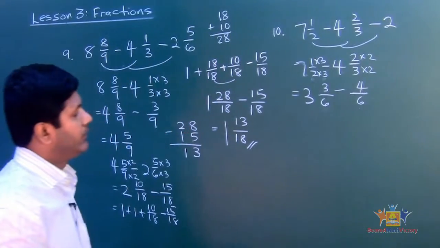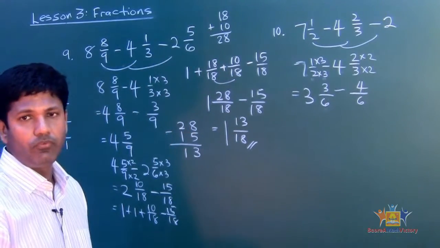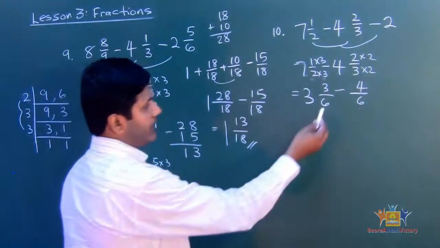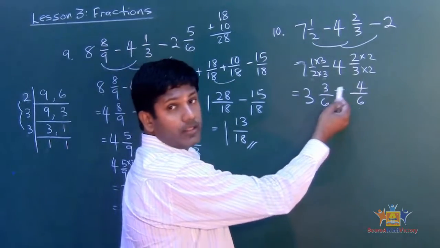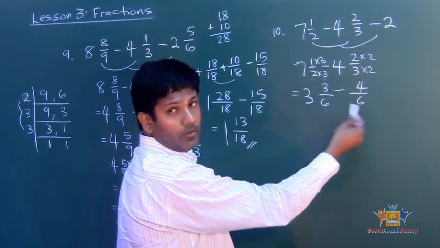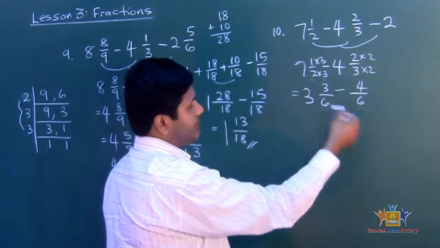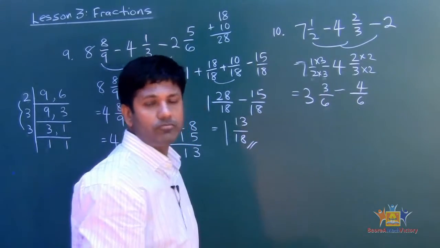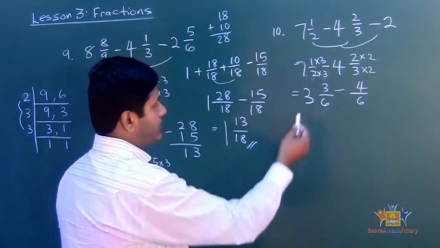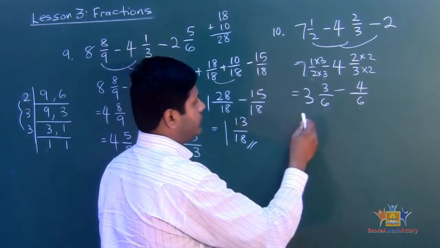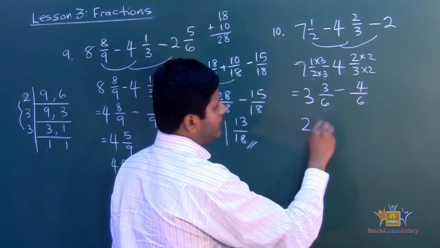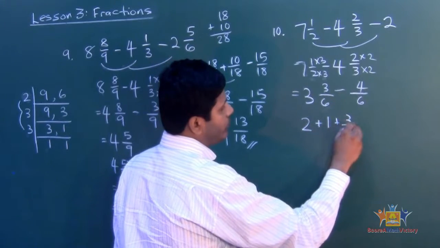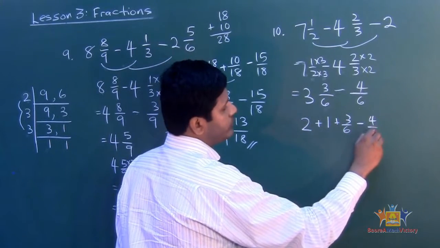Okay, now look at that. 3 minus 4. I can't. I cannot, because 3 is smaller than 4. Because the denominators are the same, I can subtract, but in this case I couldn't continue subtracting because 3 is smaller than 4. That means I have to borrow 1 from 3. So this 3 becomes 2 plus 1 plus 3 over 6 minus 4 over 6.